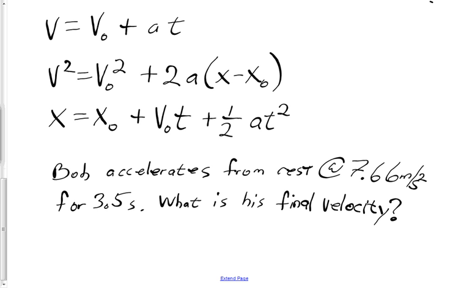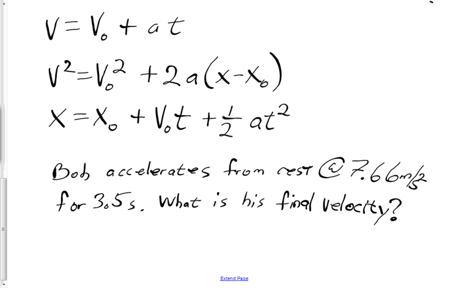Now I have a new problem where Bob accelerates from rest at 7.66 meters per second squared for 3.5 seconds. What is his final velocity? And as you look at this, you'll notice it's the exact same scenario as what we had before, but now I have a new set of equations.